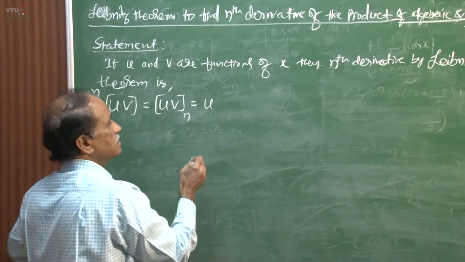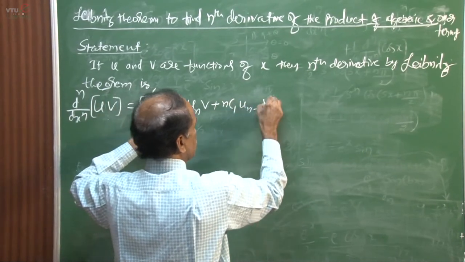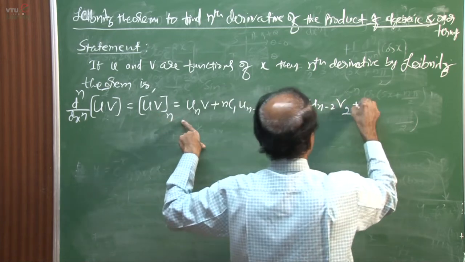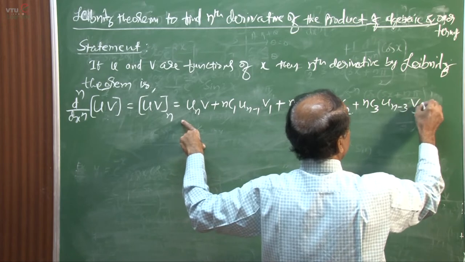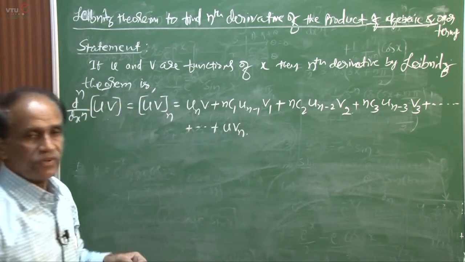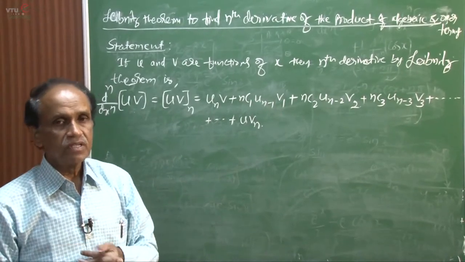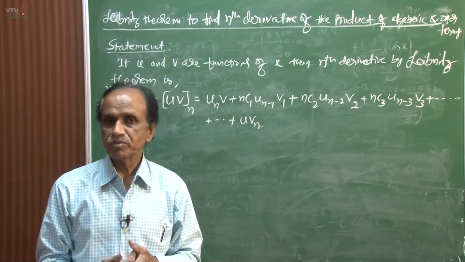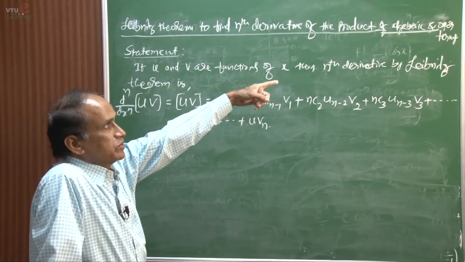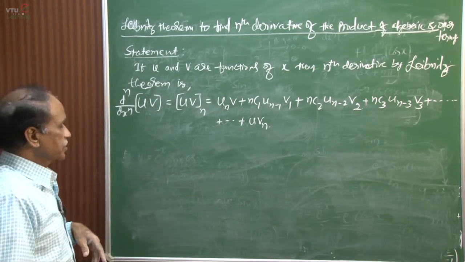Now, how we write this according to binomial theorem? u_n v plus nC1 u_(n-1) v1 plus nC2 u_(n-2) v2 plus nC3 u_(n-3) v3 plus so on plus u into v_n. This is a very important theorem, and from the examination point of view, compulsorily you will be expecting the question, but for the study purpose and for application purpose, we need to understand how the polynomial term is multiplied to even exponential term, how the polynomial term is multiplied to the trigonometric function. That means, till the polynomial term vanishes, we go on applying the differentiation using this concept.